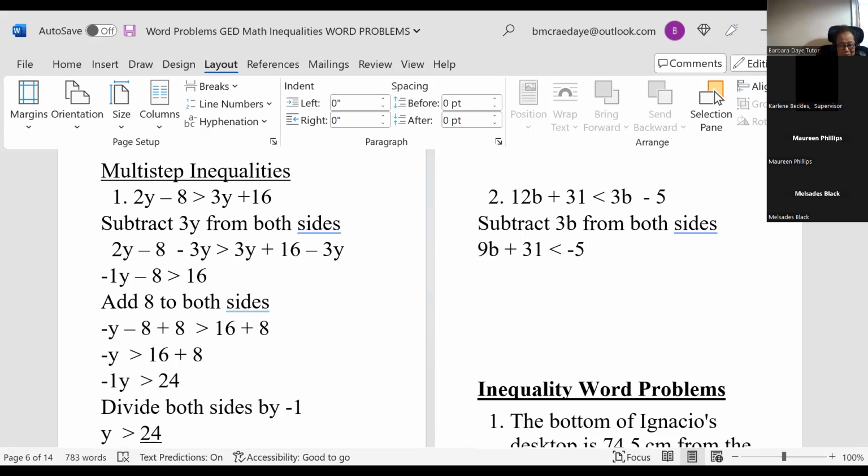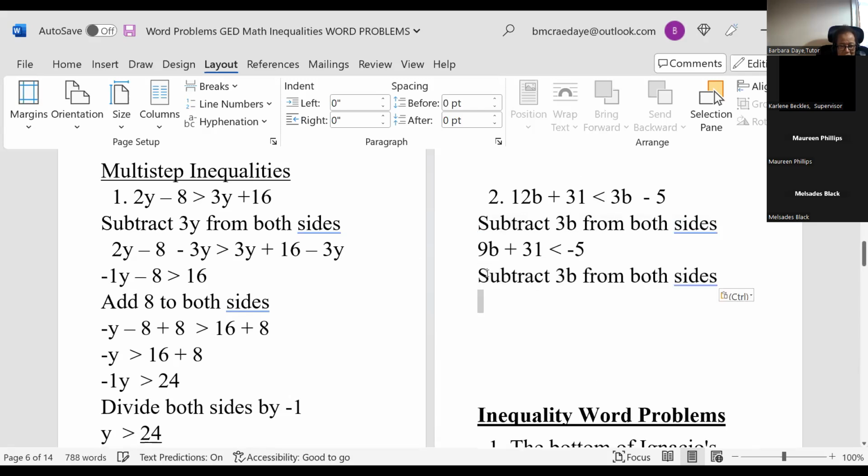Okay. We subtract. Then we add. No, you're on the right track. Subtract. You wouldn't add because you're adding, so the opposite is subtracting. So what do you subtract, Maureen? Subtract 5 from both sides? No, no, no. You're trying to get the 31 over where the 5 is. So what do you do?